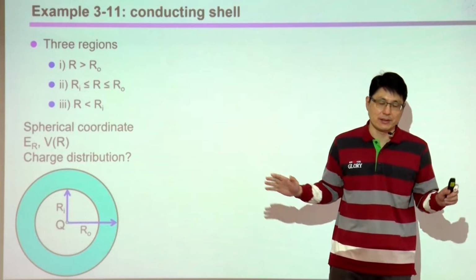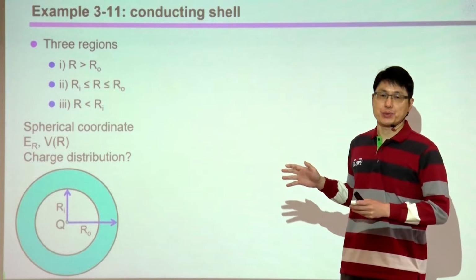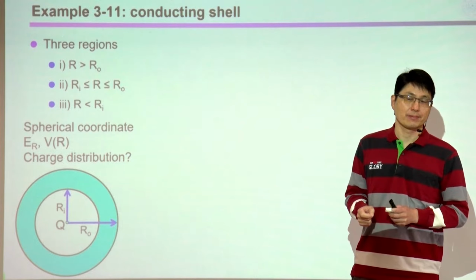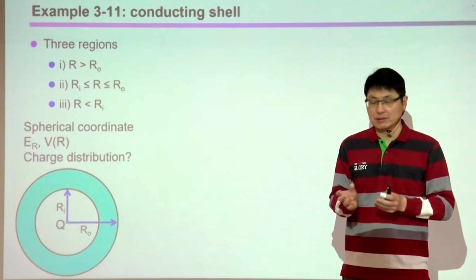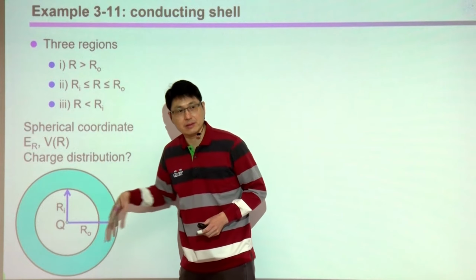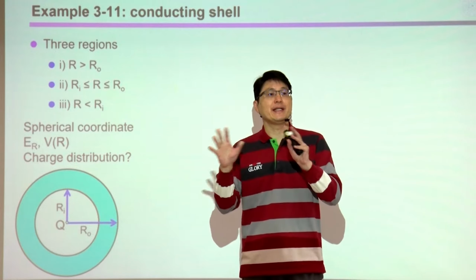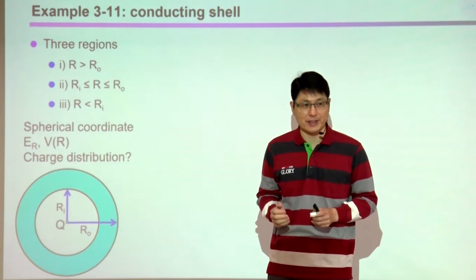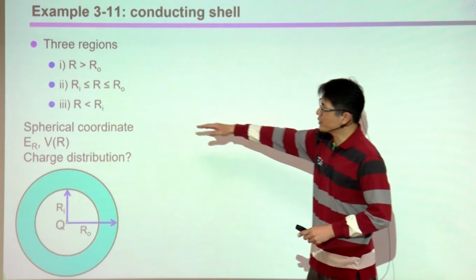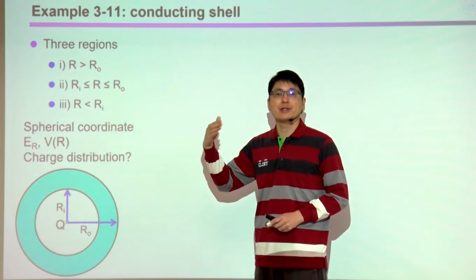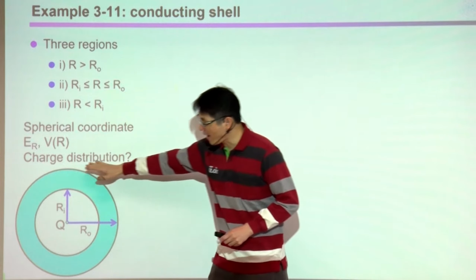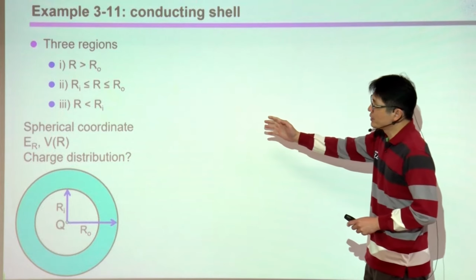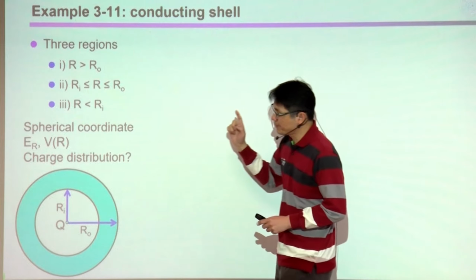But first things first, for this given geometry, which orthogonal coordinate system should be used? The shell is spherical, and the point charge emits field lines in a radial way. So the preferable coordinate system is again the spherical coordinate system. So we are going to use spherical coordinates, and we are going to use Gauss's law because we have a very symmetric geometry.